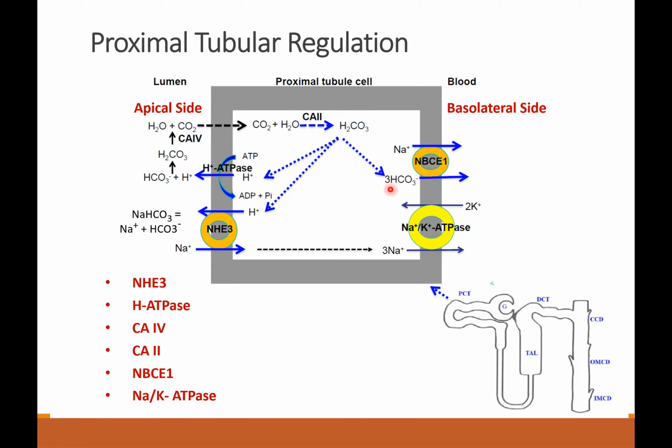But the only thing is, for 3 molecules of bicarbonate, only 1 sodium can go. The remaining 2 have been exchanged by the sodium potassium ATPase. Just like the H-ATPase, the sodium potassium ATPase is energy dependent, and it pushes 2 sodium this side and brings in 2 potassium. This is on the basolateral side. So an abnormality in any one of these mechanisms can lead to a proximal renal tubular acidosis.